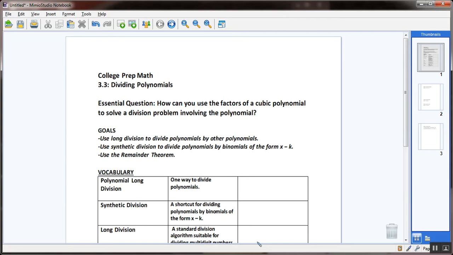Today has some tricks to it, and I think you're going to kind of like it, all right? We're going to look at a couple of ways to divide polynomials today. Division is the only thing we're going to focus on.